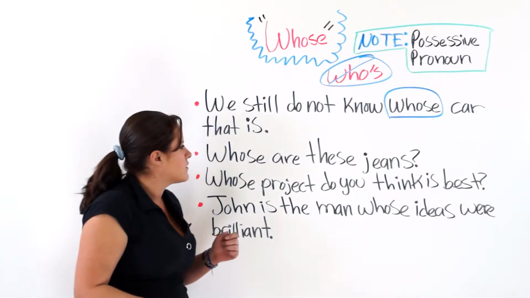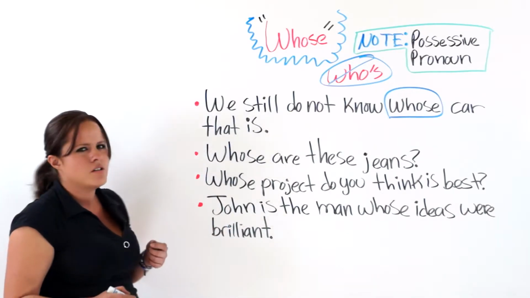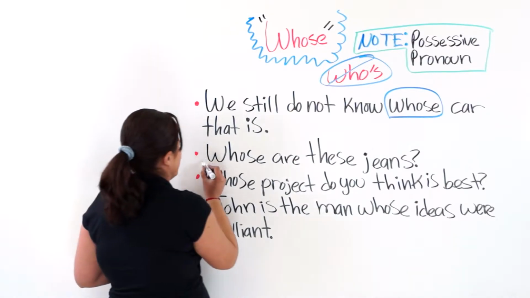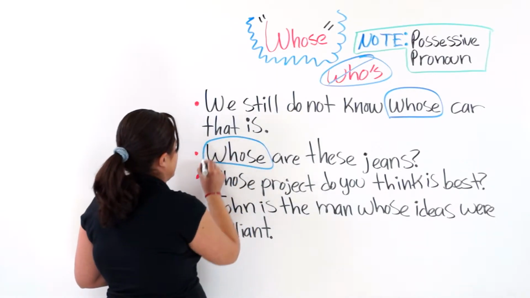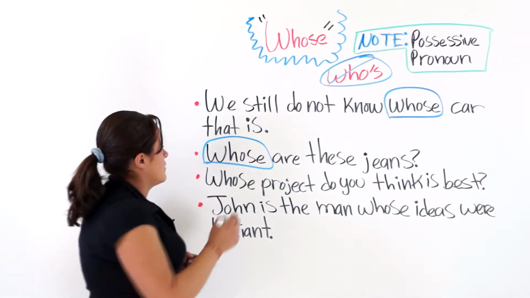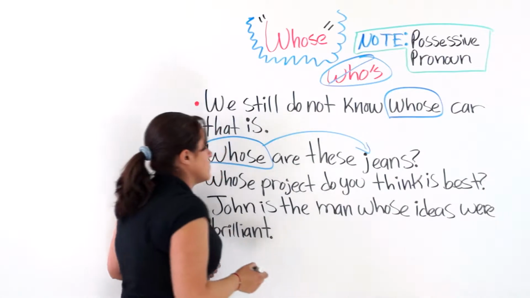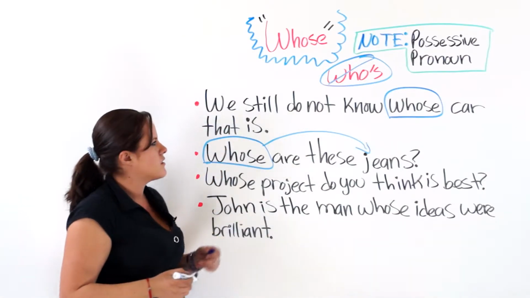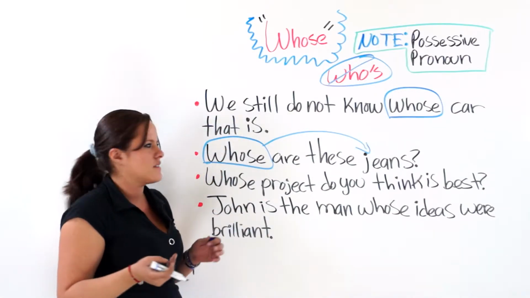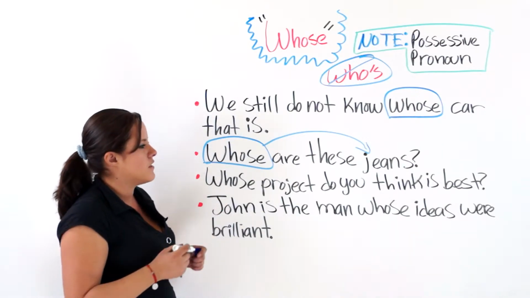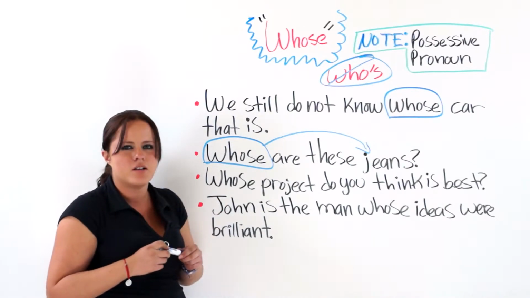The next one says, whose are these jeans? In this case, whose, we want to know who the jeans belong to. Whose are these? Whose is that? All right? Or we want to know whose jeans these are. You could say it like that also.